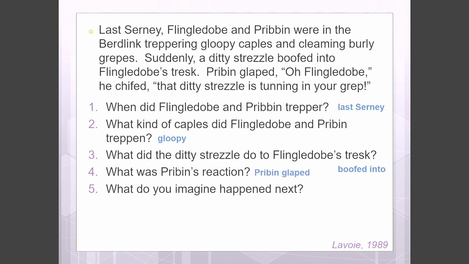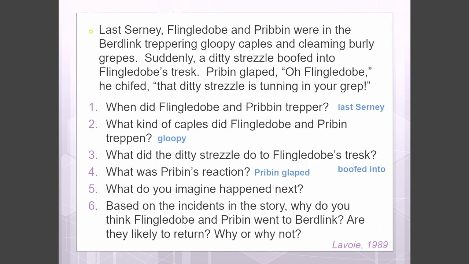What do you imagine happened next? What happened next in the story? I have no idea. Freaking no idea. All right. Well, based on the incidents in the story, why do you think Flingeldove and Pribben went to birdlink in the first place, and are they likely to return? Why or why not? I have no freaking idea. Because you don't know the overarching model or concept behind this. You can answer the facts, but you don't know the main idea, the main point.